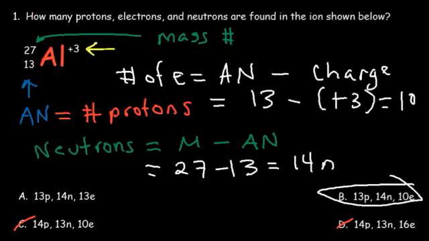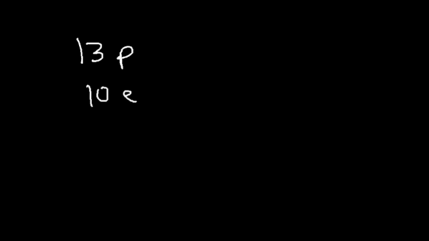Now it makes sense. If we were to add up the charges, we have 13 protons and 10 electrons. Now the charge of a proton is positive and the charge of an electron is negative. So positive 13 plus negative 10 gives you a net charge of +3. So an ion with a positive charge has more protons than electrons. In this case, aluminum has 3 more protons than electrons in its ionic form.